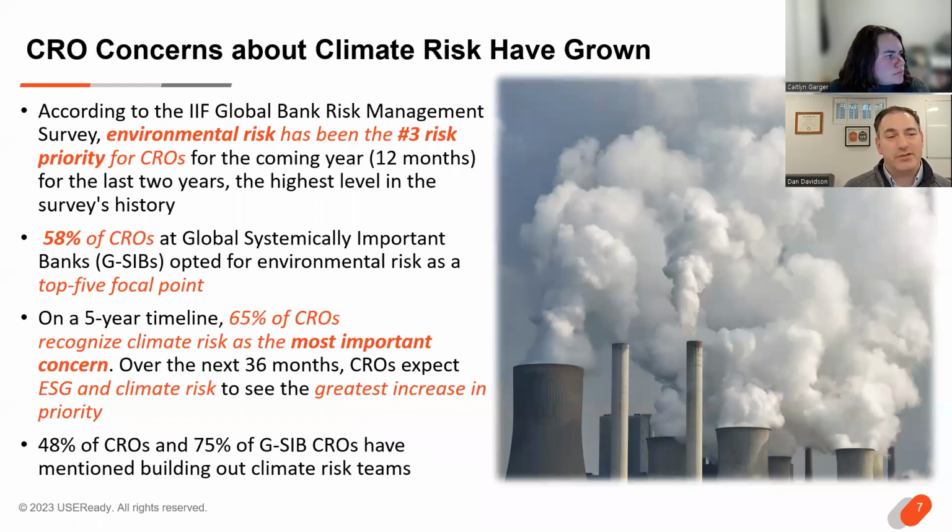58% of CROs at GSIBs opted for environmental risk as a top 5 focal point. On a 5-year timeline, 65% of chief risk officers recognize climate risk as the most important concern. And over the next 36 months, chief risk officers expect ESG and climate risk to see the greatest increase in priority. Also, 48% of CROs and 75% of GSIB CROs have mentioned building out climate risk teams.